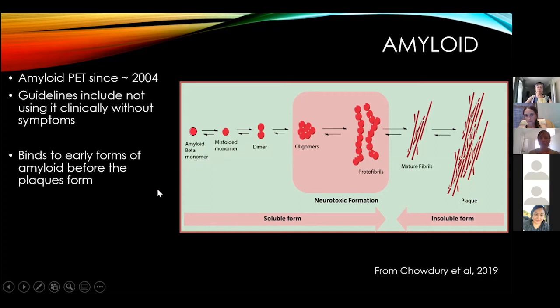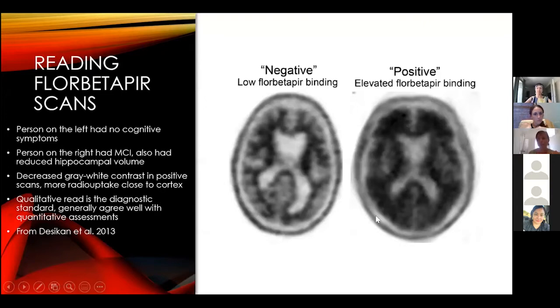The PET ligand binds to this early form of amyloid, which happens actually before the plaques that we hear about a lot in Alzheimer's disease forms, and it's probably the most toxic component of the amyloid cascade. Flabetapir scans, so flabetapir is the name of the ligand, the medication that gets injected into somebody. It's one of a few different ones, which shows up with amyloid in the brain. So reading flabetapir scans is actually kind of simplistic.